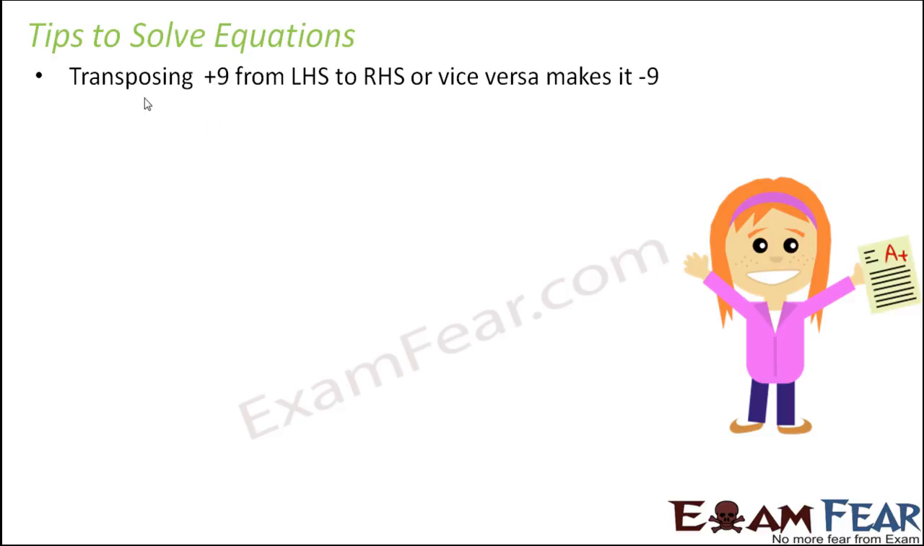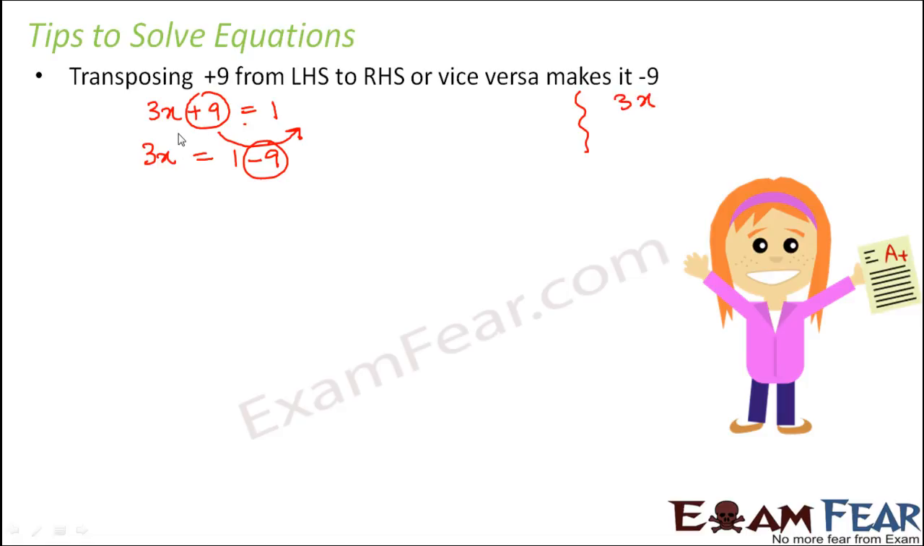What does that mean? It means that if you have the equation 3x plus 9 is equal to 1, and you want to shift this plus 9 from the left hand side to the right hand side, then this plus 9 becomes minus 9. It moved from left to right, but instead of plus 9, it became minus 9. Can you tell me why this happens, or why we even need to do this? That's because what we are actually doing is subtracting 9 from both sides. Whenever we subtract the same thing on both sides, the overall balance of the equation remains the same.